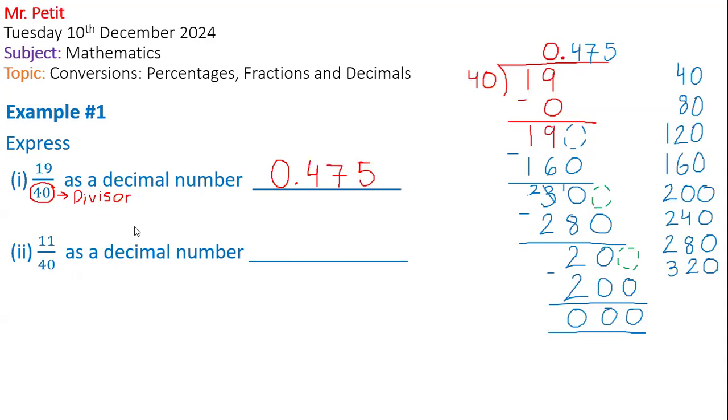Ajani, where's Ajani? Ajani, can you hear me? Ajani, do you understand how we got 0.475? Yes. It's not yes, it's either yes or no, sir, Ajani. I need you to explain how we got 0.475, Ajani. How do we get that?